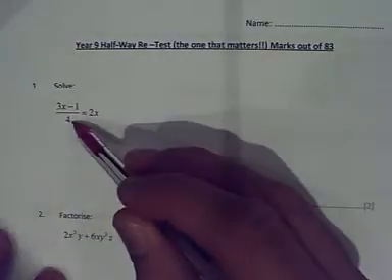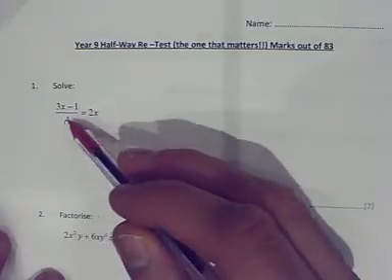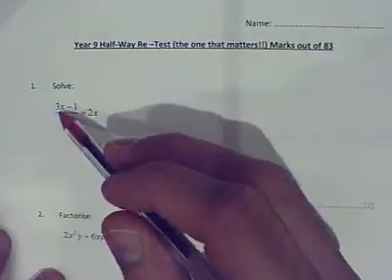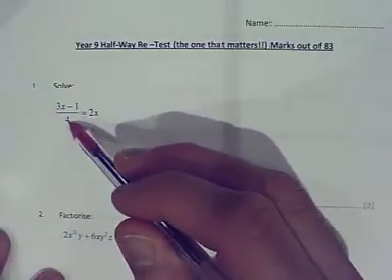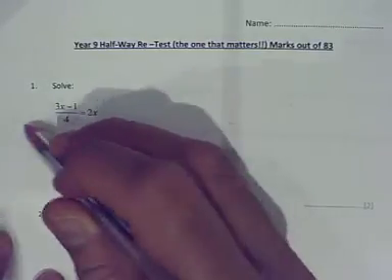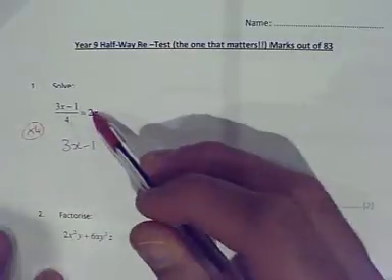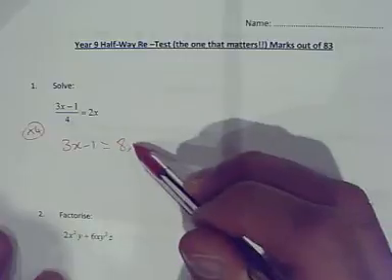Right, first one. If you've got a fraction, you need to get rid of the fraction. To get rid of a denominator, you multiply it out. So you multiply both sides by 4. If you multiply a fraction where the denominator is 4 by 4, times 4 here, then it becomes 3x minus 1 on this side. And obviously 4 lots of 2x is 8x.